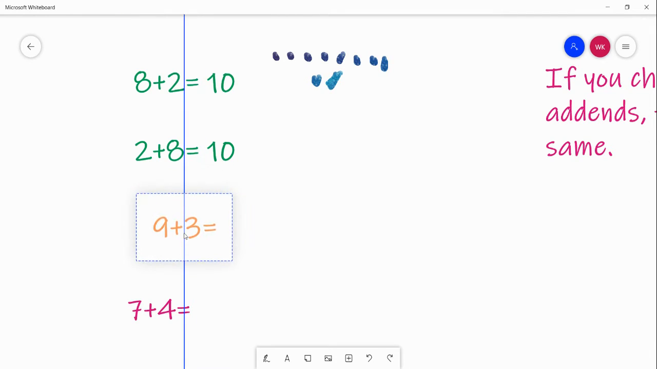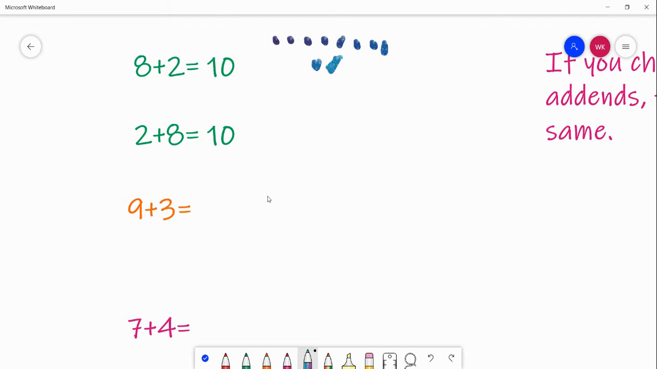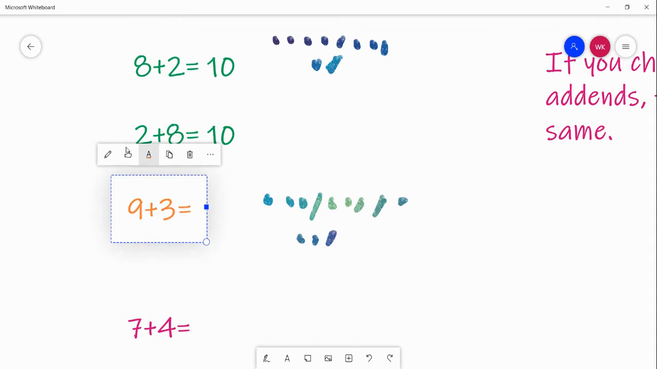Let's do another one. I have 9 plus 3. So go ahead and draw out 9 dots. 1, 2, 3, 4, 5, 6, 7, 8, 9. Now let's draw out 3 more. Let's count them all together. These dots got a little funky. 1, 2, 3, 4, 5, 6, 7, 8, 9, 10, 11, 12. So 9 plus 3 equals 12.